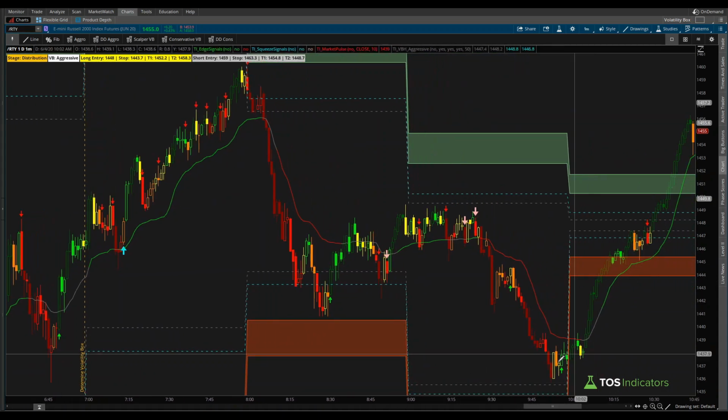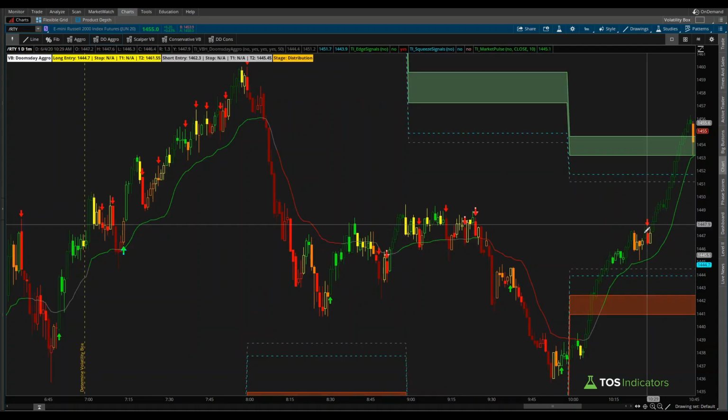And in the case of the Russell, again, we had one more breach, except this time, no edge signal as well before we break outside of even our aggressive models. So again, just stair step down. Our next most aggressive model is our doomsday aggressive. So going to our doomsday aggressive at this point, we see we still broke outside of our volatility box before giving us an edge signal.